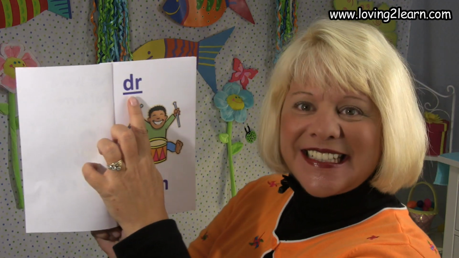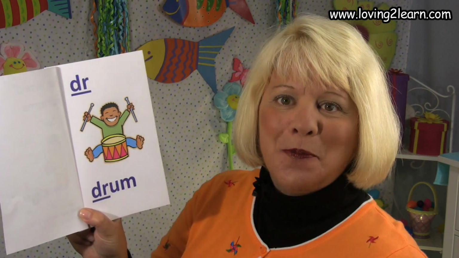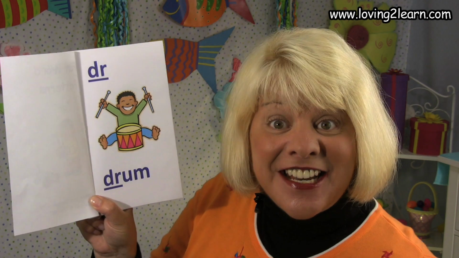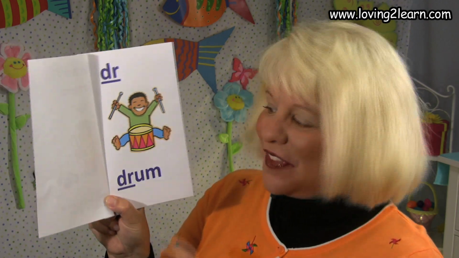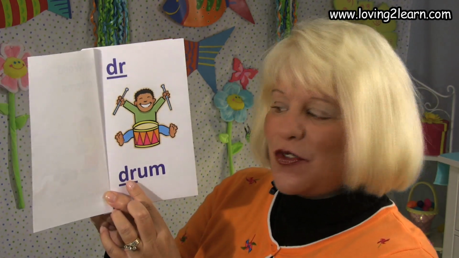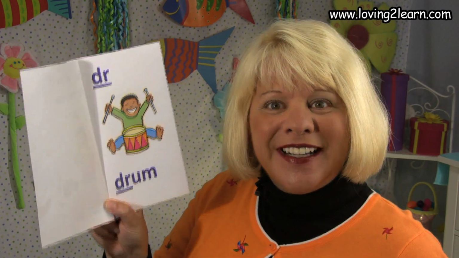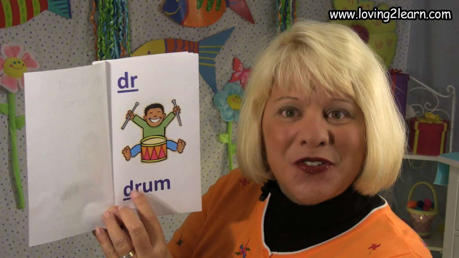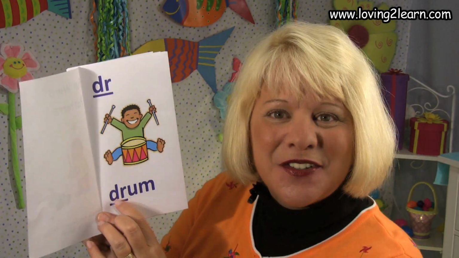Here we see the DR. Here's a picture of a boy, and he has a drum. Here's the word drum. Where do you see the DR in the word drum? That's right, it's at the beginning. So we're going to read this page. DR, drum, dur, dur, dur. Because that's the sound that DR makes, dur. Read it with me. DR, drum, dur, dur, dur. One more time.